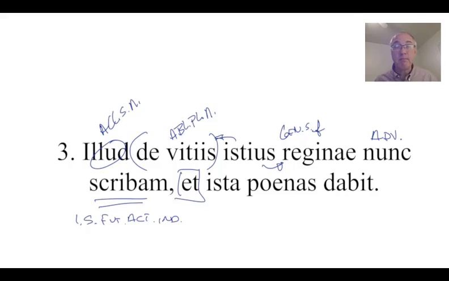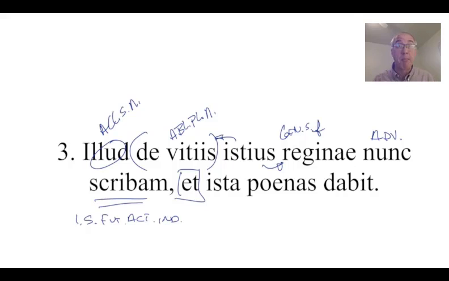So, I will write scribam. What will I write? I will write that. Illud, accusative singular neuter, whatever it is. De vitiis, about the vices. Istius, it's that pejorative use of istius, of that, and you have to say it with a sneer, of that queen. Now, I will now write that about the vices of that queen.